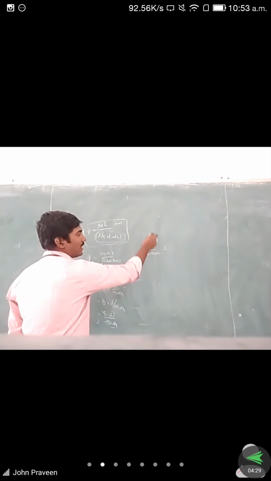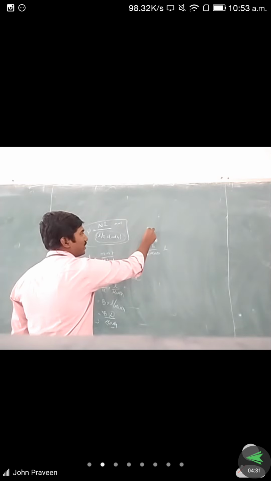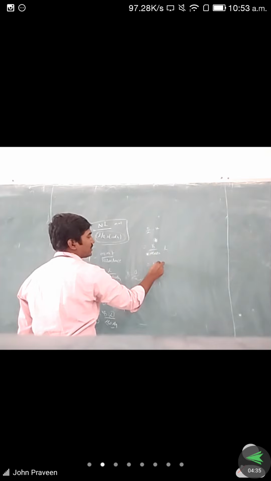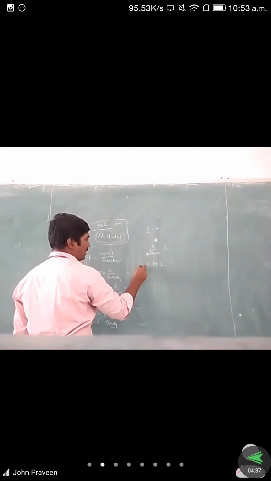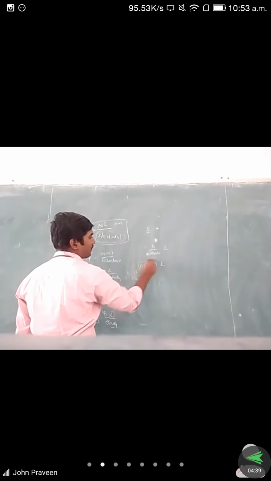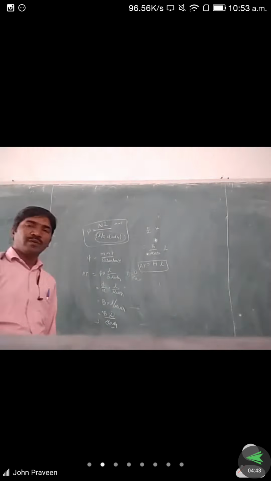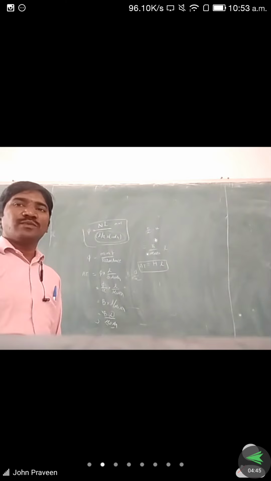Already we know B by mu naught into mu r is equal to H. That implies H into L, the ampere turns. So these are the two important formulas we should remember. These are very helpful to calculate the required quantities.